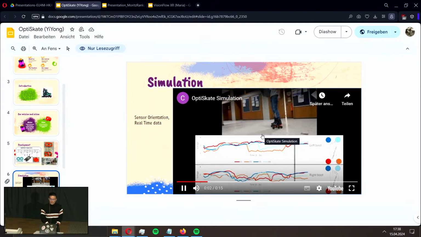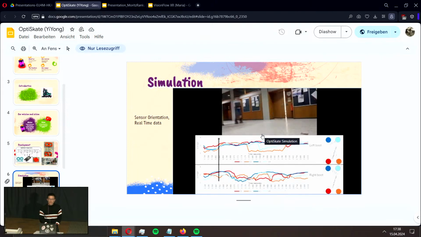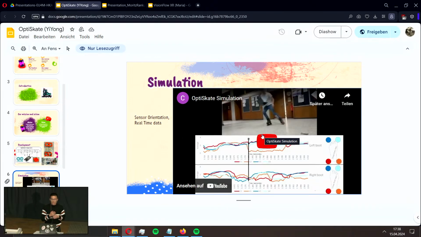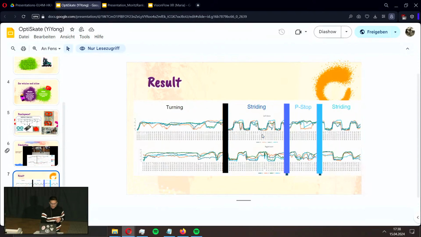Of course, we faced some problem during the development and also simulation, which is we have to determine which orientation of the sensors are the best for the user and also for the real-time data acquisition. Also, we solved the problem step by step, and we come out with the happy result with different techniques, for example, turning, P-stop, and also sliding.